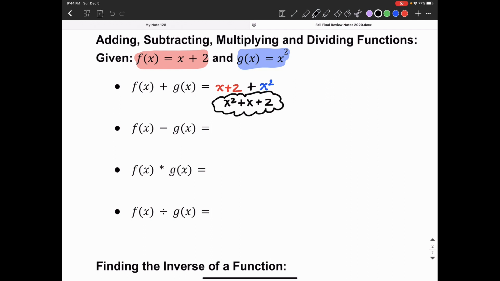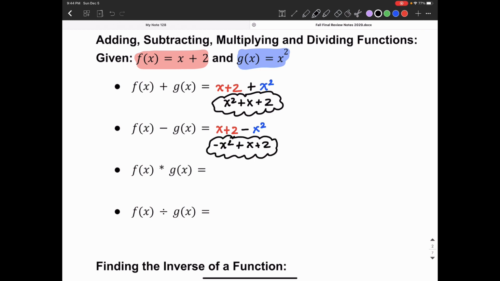You usually write highest power first. For f of x minus g of x, you're doing x plus 2, that's what f of x is, and you're subtracting g of x, so you're subtracting x squared. And so that would be negative x squared plus x plus 2, and this would be how you write it.